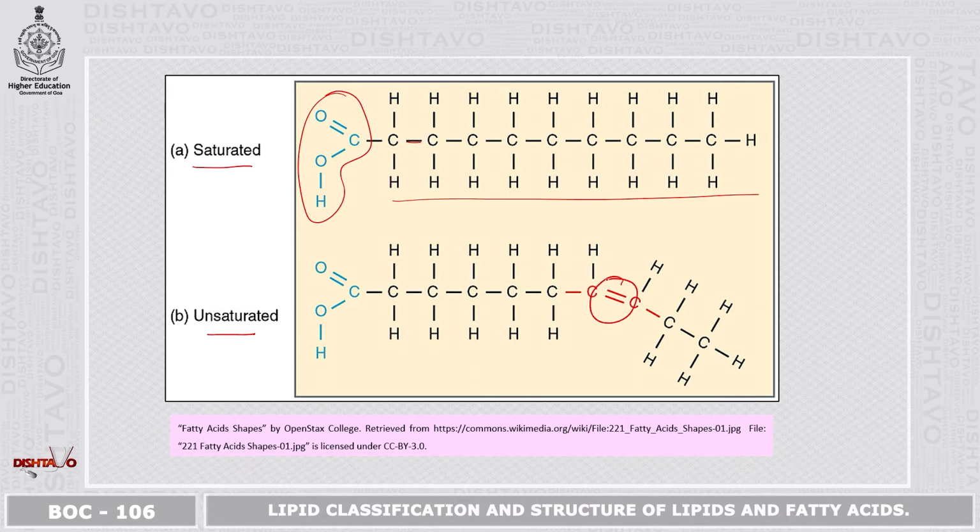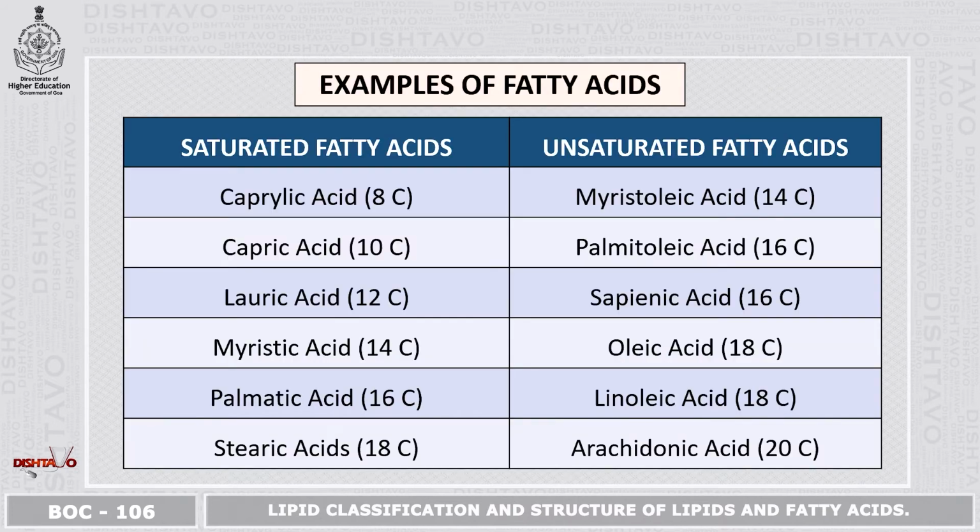Then we have unsaturated fatty acids, with the presence of one or more double bonds. There could be 1 double bond, 2 double bonds, or 3 double bonds. The number of double bonds also varies, and depending upon that we have different types of unsaturated fatty acids as well. These are some of the examples of saturated and unsaturated fatty acids.